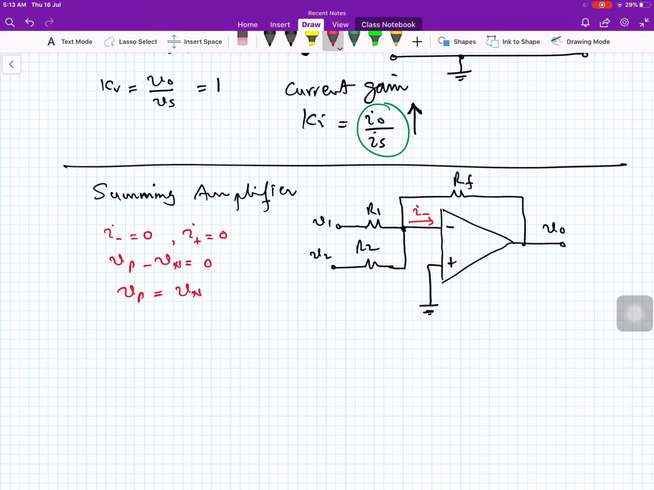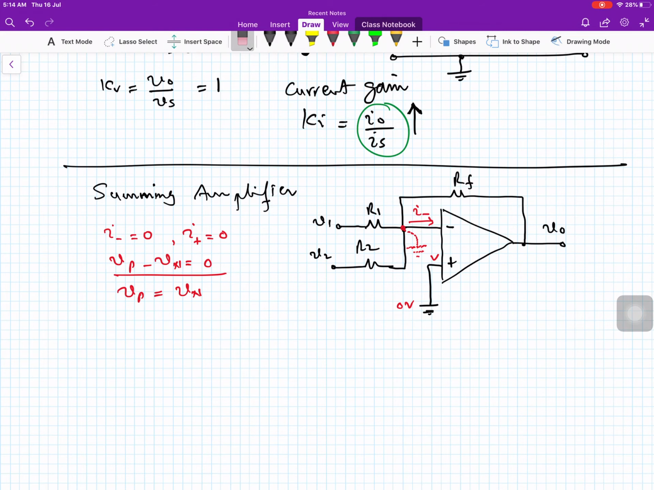So this is Vp with respect to this ground, and this is Vn with respect to this ground. As Vp is equal to Vn, and Vp is connected to ground, this is also at ground level. I am showing it with dotted lines because it is not actually connected to ground. It is due to our assumptions of the ideal model that the voltage here is 0 volt, and the voltage difference between these two is 0. Therefore, this is also at 0 voltage level.